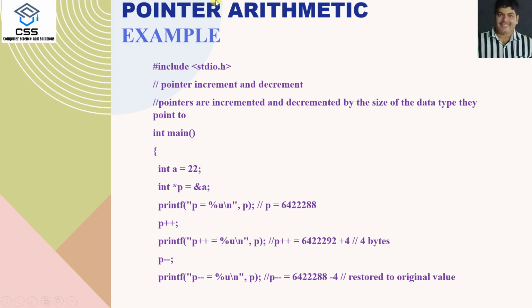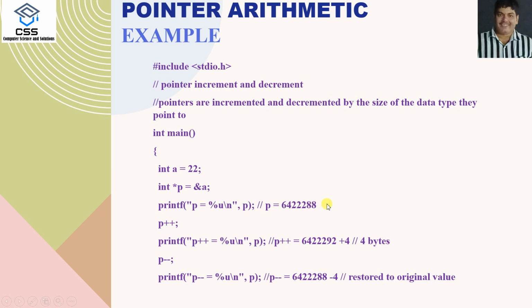If we take an example for representing addition and subtraction of a pointer, it is suitably represented. Suppose a value of age is 22. Its address is stored in the pointer p, because without a pointer we cannot store an address. Suppose p's address is 642288. If it is p plus plus, then it will add 4 to its original address.